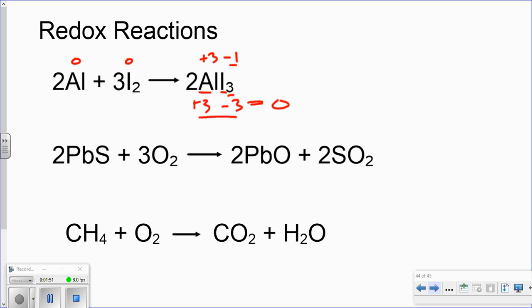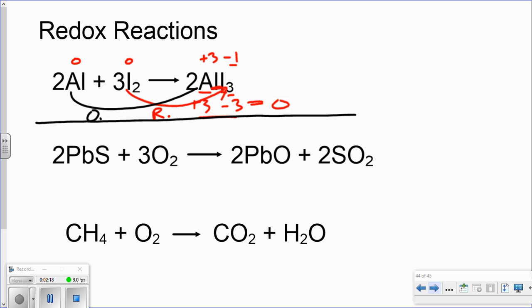Okay, so what got oxidized and what got reduced? I always look at the thing that gets more negative. Iodine went from 0 to -1, so iodine got reduced. Whereas aluminum got more positive, or less negative, or it lost negative things, so it got oxidized. Okay, that's one example. If you want to pause the video and try the next one, I'm going to start on it now.